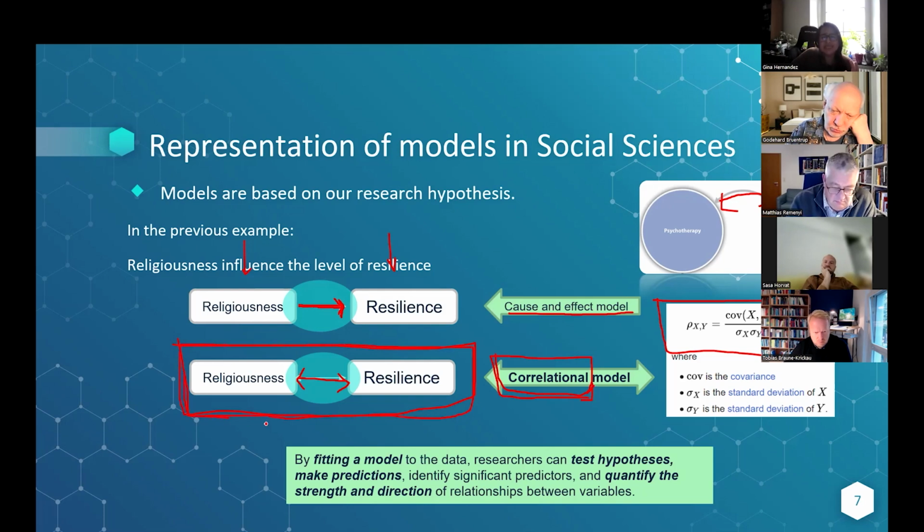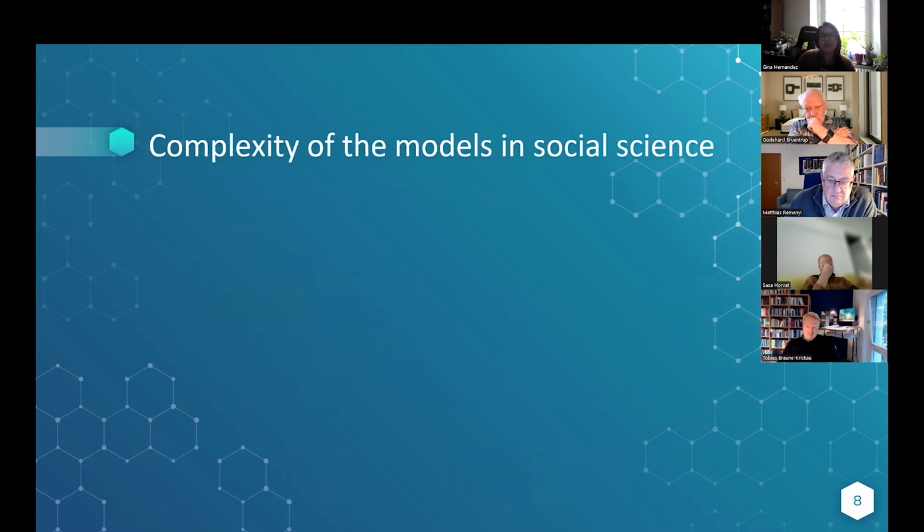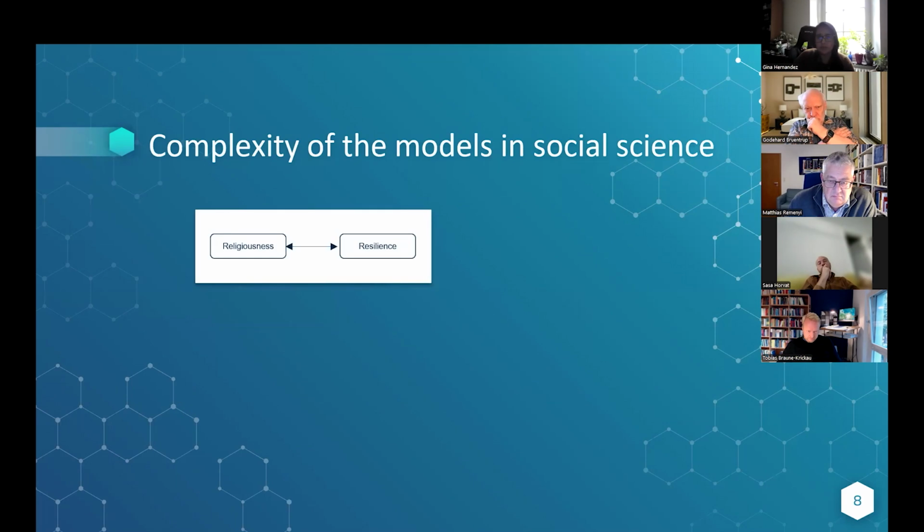So by feeding a model to the data, we can actually test and make predictions and quantify the strength and the direction that we have between the variables, okay? So this is how we represent statistical models. However, this one, the correlational model, is really simple. Is there a correlation between religiousness and resilience? Do they move together? If one goes up, the other goes up or down in a linear relationship?